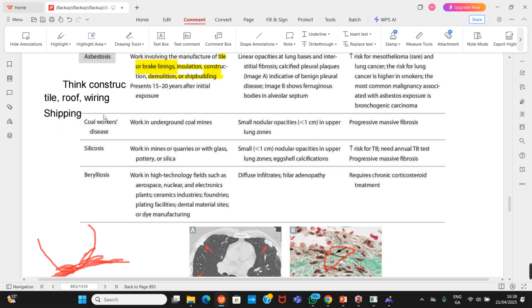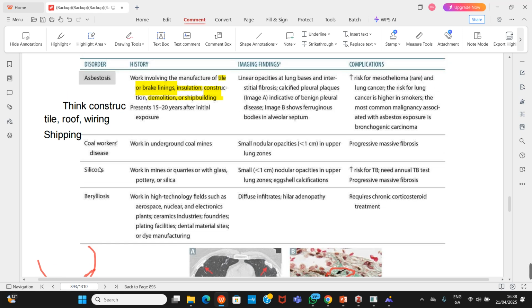Then the coal worker's pneumoconiosis, so people that work in coal mines are going to have small nodular opacity in the upper lobe, not the lower lobe now. It's going to be in the upper lobe, small nodular opacity. And same with silicosis too.